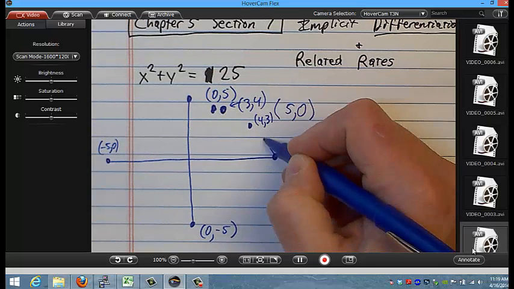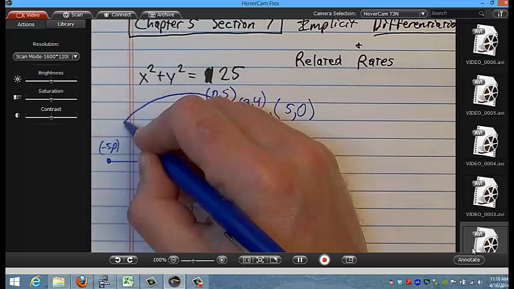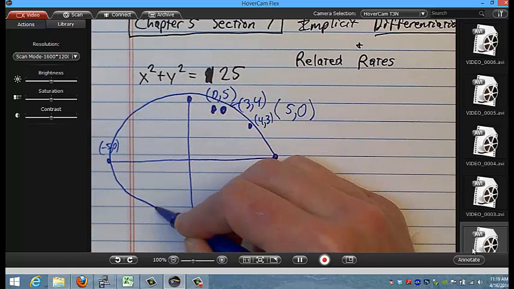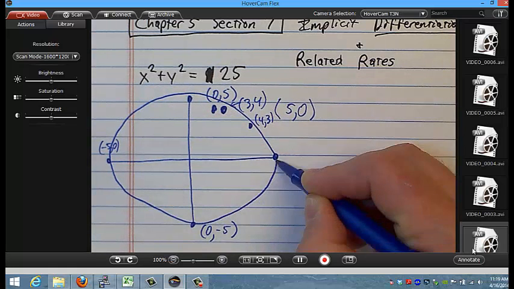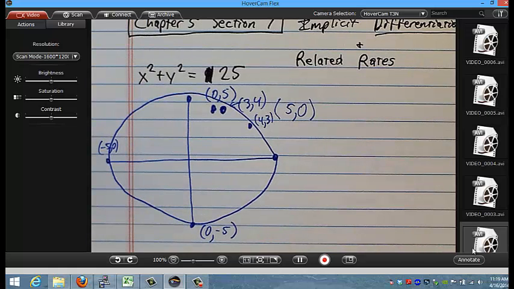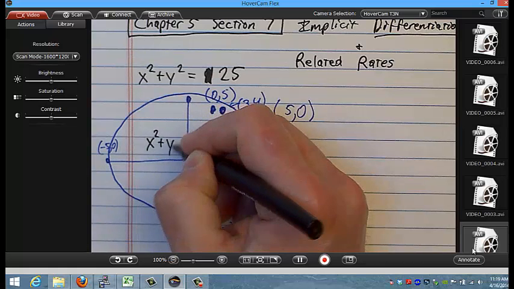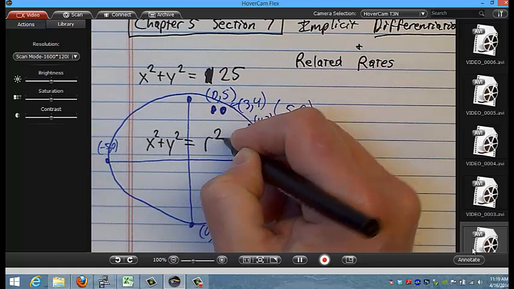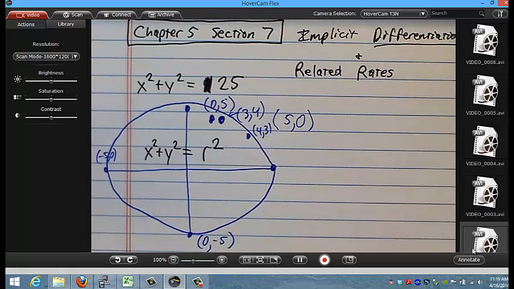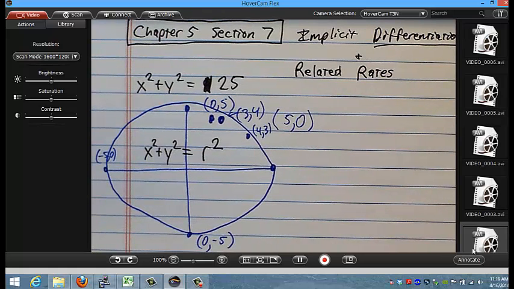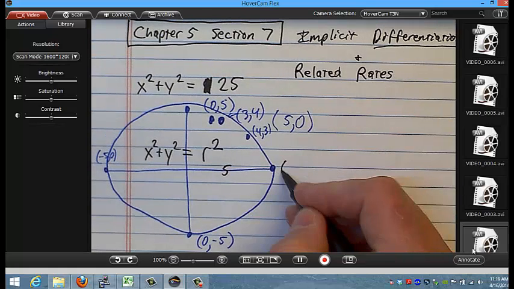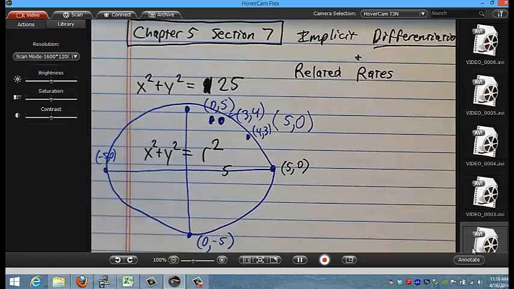Anyways, if you were to graph all of these, you may remember from some long ago algebra class that if this is in the form I think it is, which is x squared plus y squared equals r squared, right? That's a circle. What's the radius of the circle? 5, right? That's why it goes out to 5, 0. So there's a nice little picture of a circle.